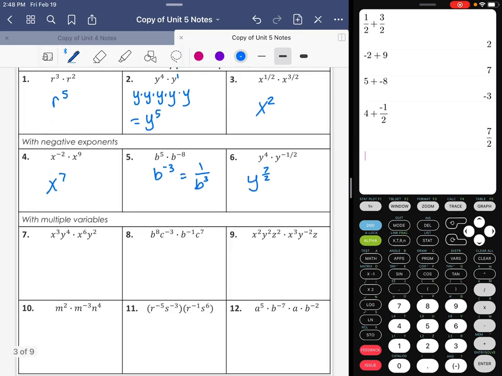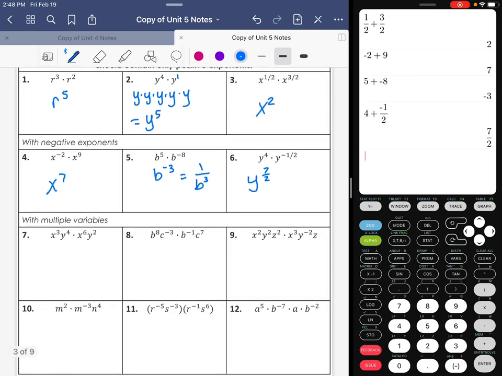All right, in this next section, it's kind of putting multiple problems together. So we have an x and a y times another x and a y, a b and a c times another b and a c, and so on. Your job is to make sure that you are multiplying x times x and y times y. Now your answer is going to be xy, but you've got to make sure that you don't jumble up the exponents when you're adding them together.